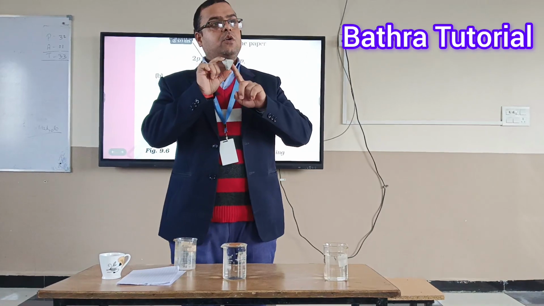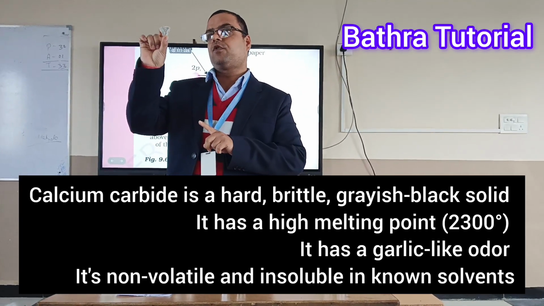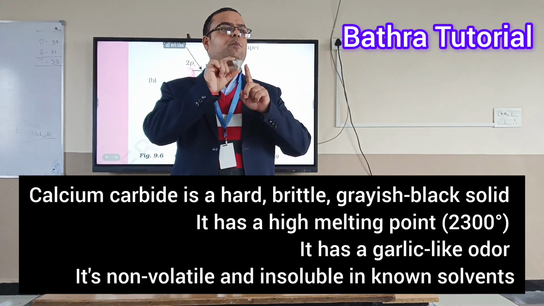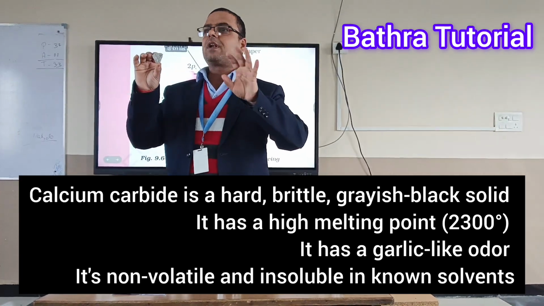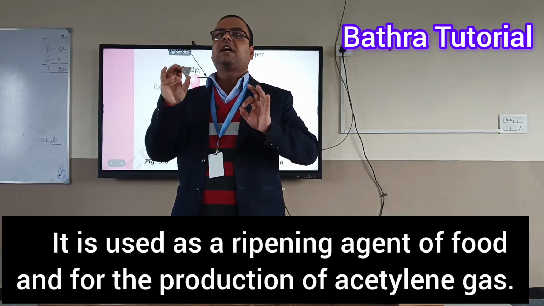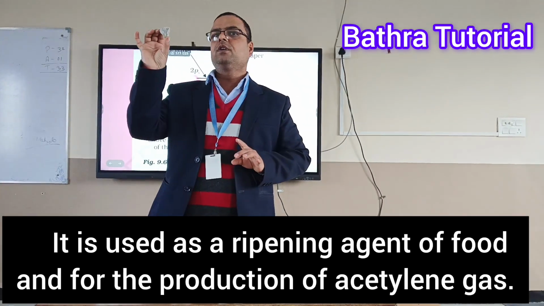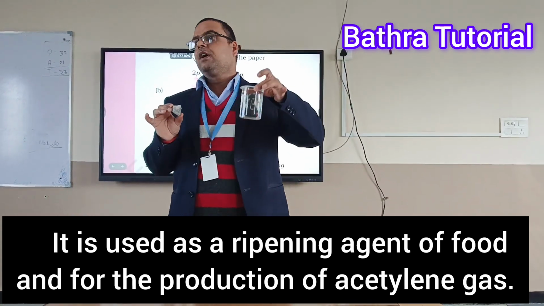This calcium carbide is a hard, brittle, grayish black solid which has a high melting point of around 2300 degrees Celsius. It is non-volatile and insoluble in known solvents. You can see in my hand there is a calcium carbide. It is used as a ripening agent of food and for the production of acetylene.